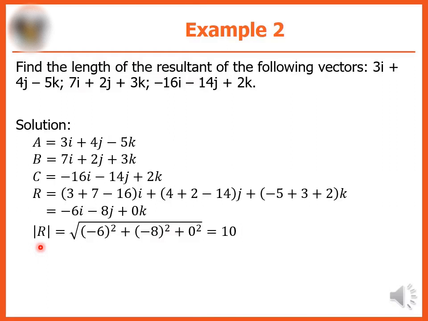Then we're going to find the magnitude of R, that's equal to the square root of negative 6 squared plus negative 8 squared plus 0 squared. Your answer is 10.